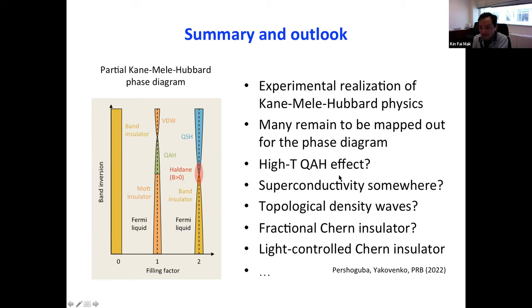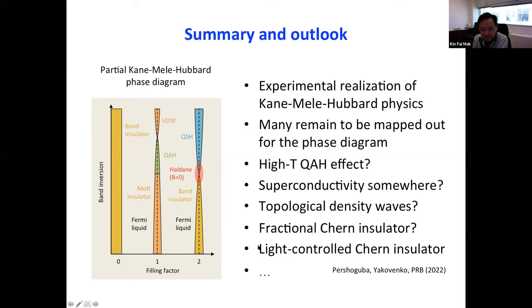Can we somehow engineer this system to produce high temperature quantum anomalous Hall effect? I think we have some ideas on how to do it. Can we observe superconductivity somewhere? For instance, around this Fermi liquid region, can we observe that? And will we see a difference in superconductivity if the band is topological or not? Can that make a difference? Can we see topological density wave somewhere? It's been predicted by a recent theory paper from CMTC, but it's not been seen so far.